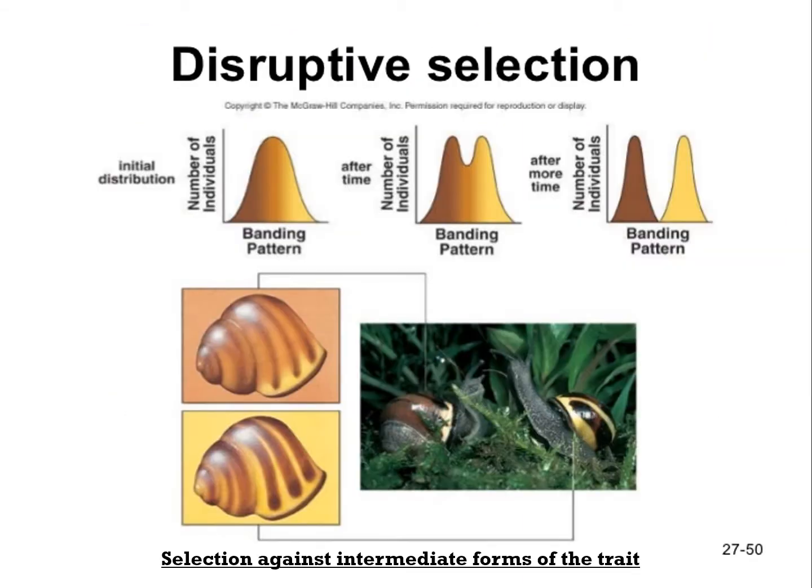Okay, so next we have disruptive selection. So disruptive selection is basically the opposite of stabilizing selection. It's when the intermediate forms of a trait are selected against.